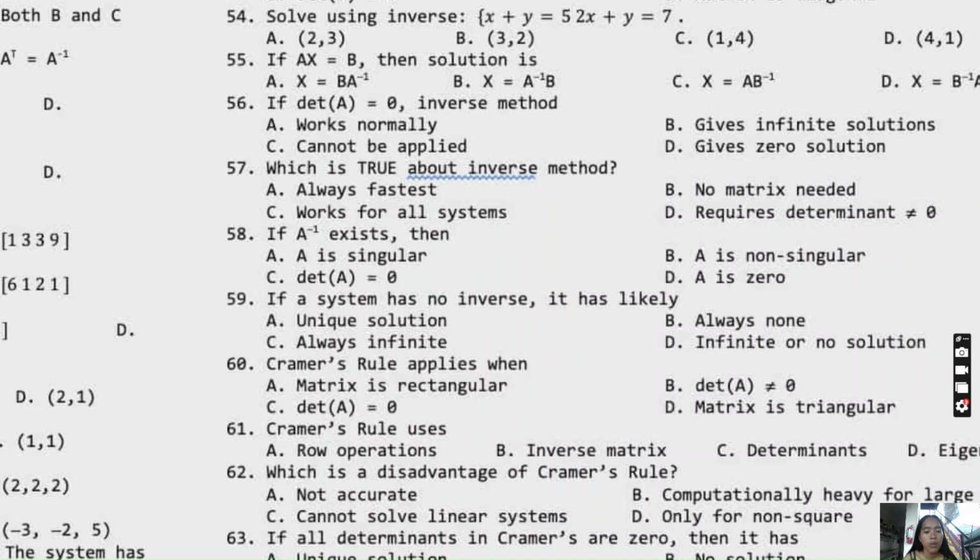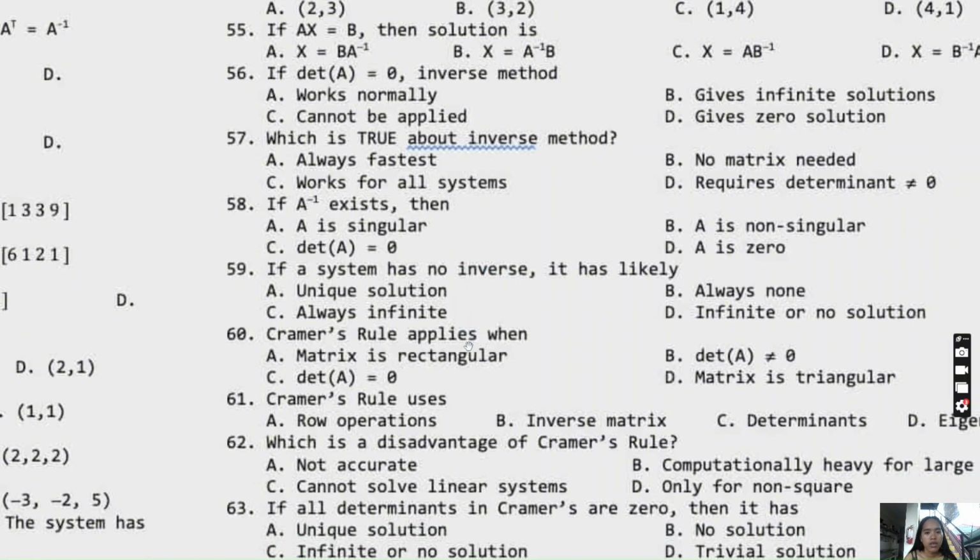If AX is equal to B, then the solution is letter B, X is equal to A inverse B. If A is invertible, we multiply both sides on the left by A inverse. So if we compute that, we can attain the answer B.